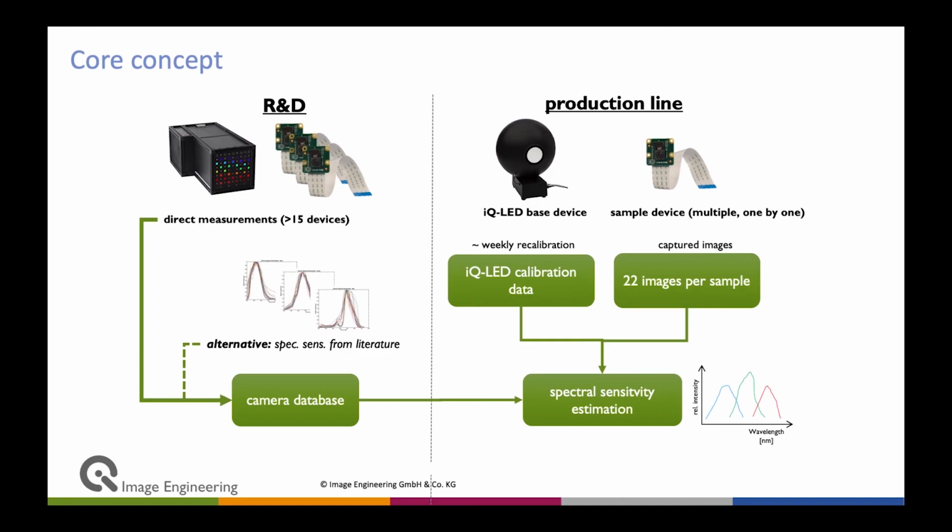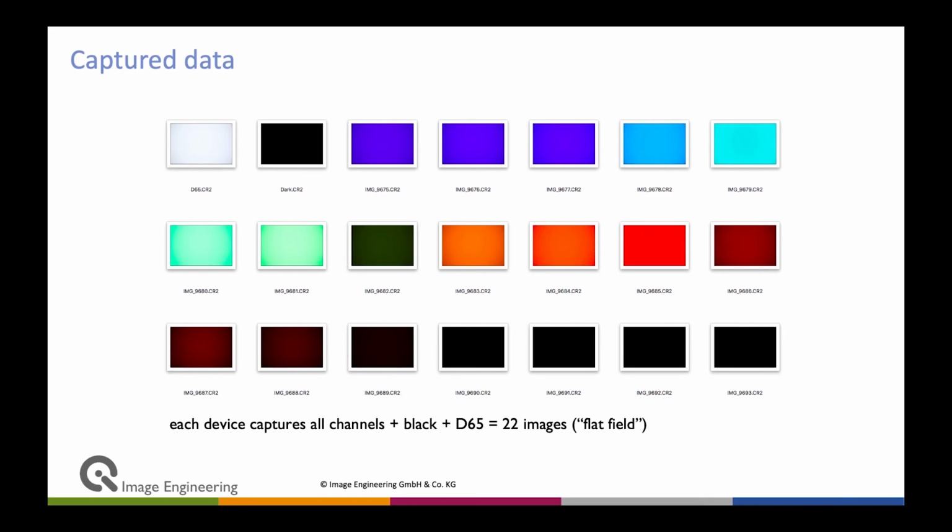Basically, we need to build a database of devices to create some prior knowledge. Typically, you take 15, 20 devices from a pre-sample, from a pre-phase of the production line. When you ramp up, you measure them, do a direct measurement, for example with the camspecs Express device, and create this database. Then on the production line, you have the IQ-LED device and your device under test. The device under test will capture images from the IQ-LED device changing the colors. Together with the database, that all goes into the API, and that will output your spectral sensitivity. What we need for that is basically 22 different images: the 20 channels of the IQ-LED plus a black plus one D65 white.